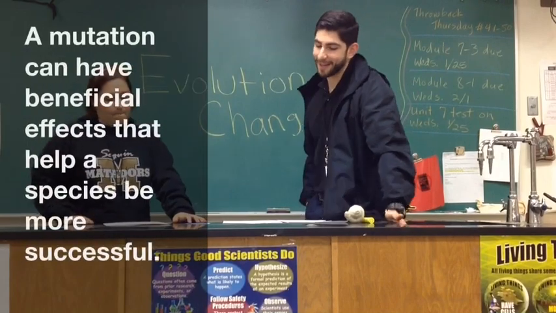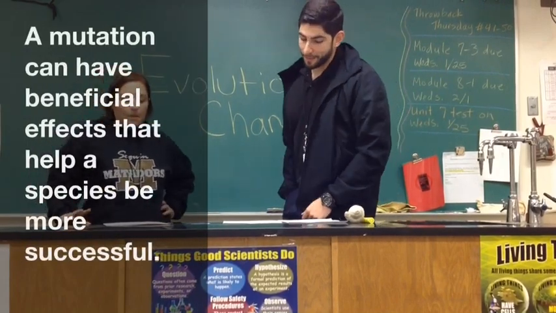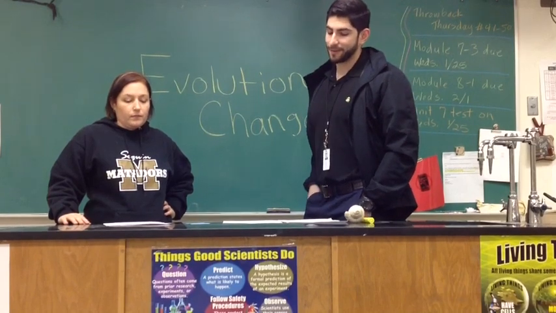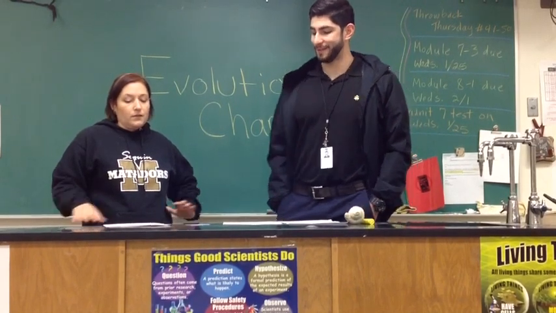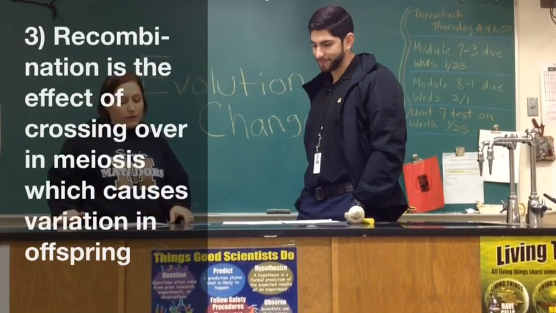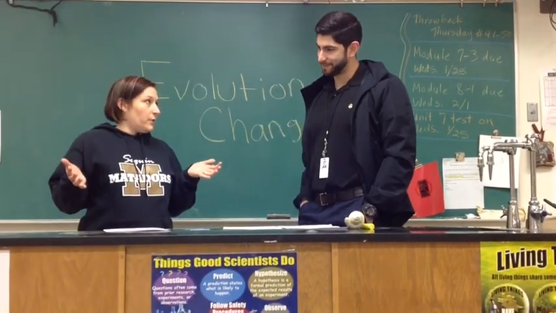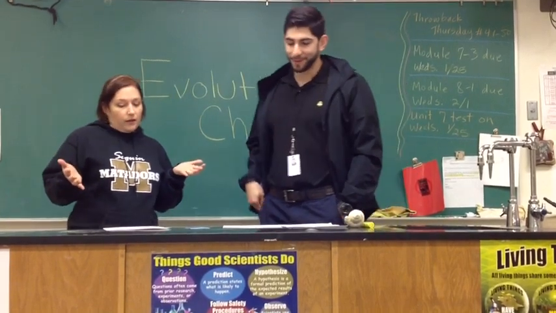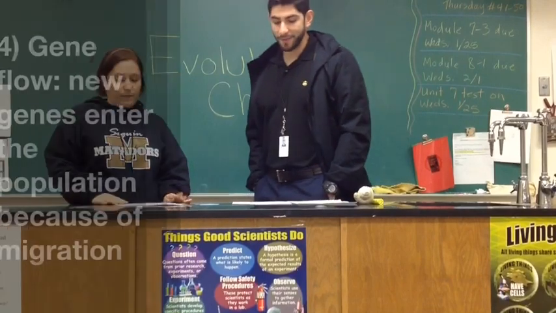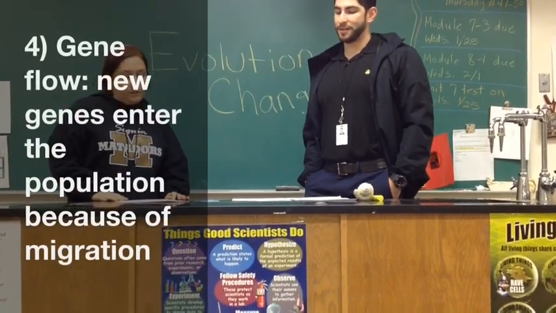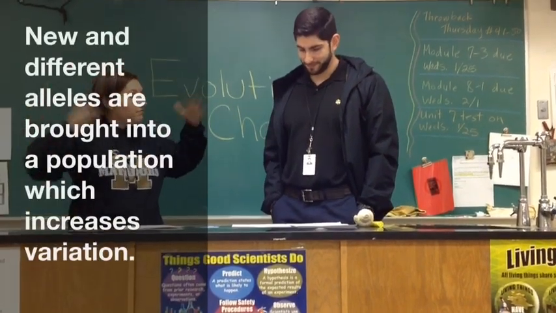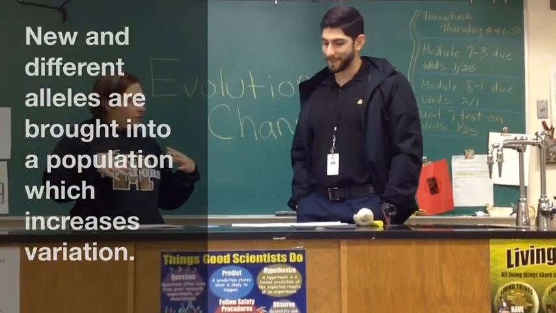Yes, that's right. A third mechanism, recombination, causes evolution. We learned that it happens through crossing over in meiosis. So recombination is meiosis. I remember learning that meiosis causes variation in offspring. That's why we're not clones of our parents, right? You've got it. The fourth mechanism is gene flow. Okay. That is when new genes enter the population because of migration. So that brings different alleles into our population.